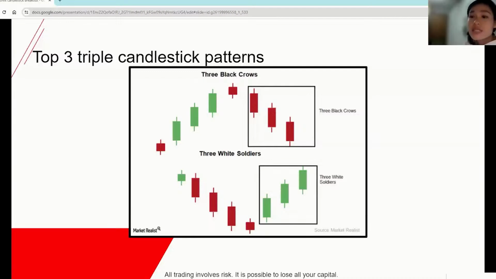So for black crows, obviously it's a downtrend. White soldiers will obviously be an uptrend. Okay, so these are more so, not so much reversal patterns that we've been talking about for the past few candlestick patterns. These are more so continuation patterns.